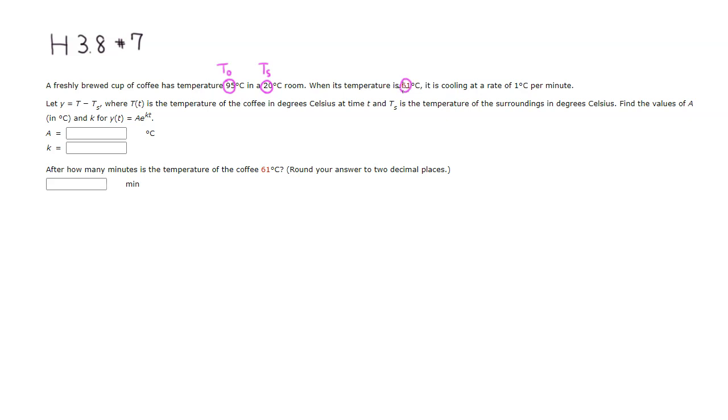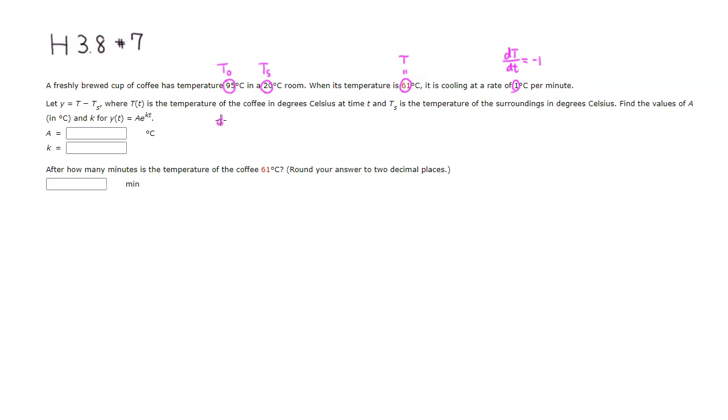So when T is equal to 61, the cooling rate is dT over dt, and since it's cooling, it's going to be -1, because it's decreasing, right? All right. So then we want to let y equal T minus T sub S.